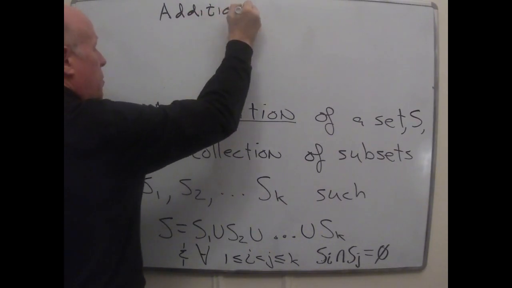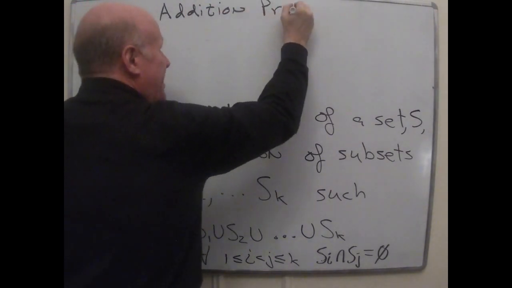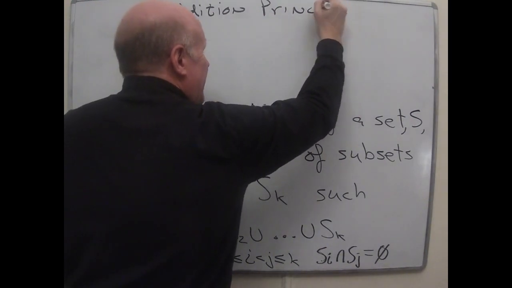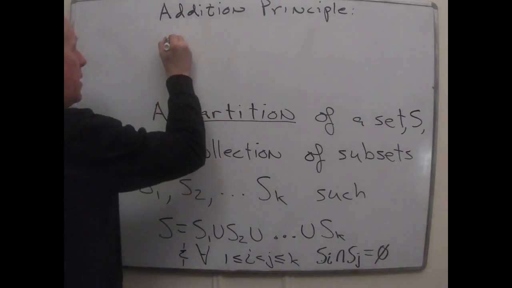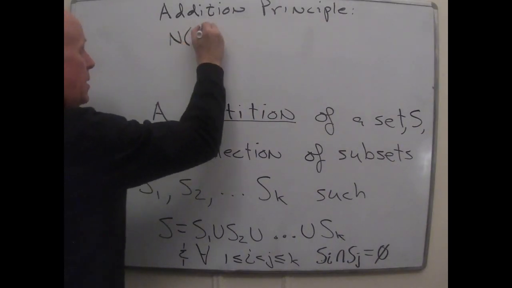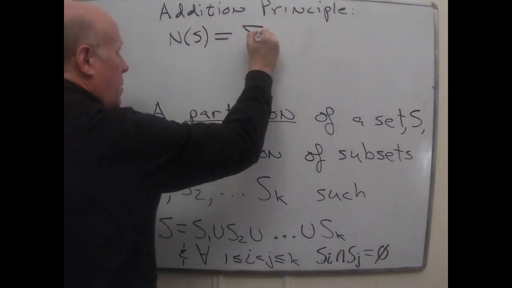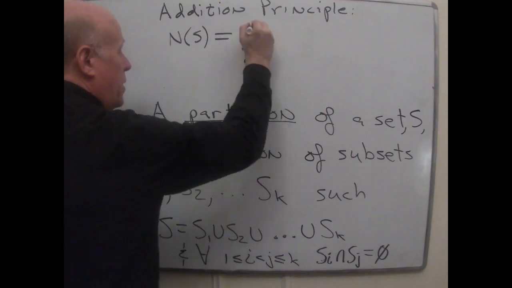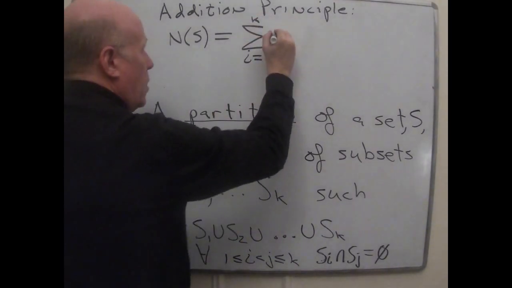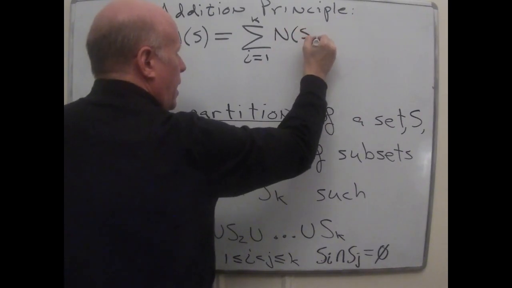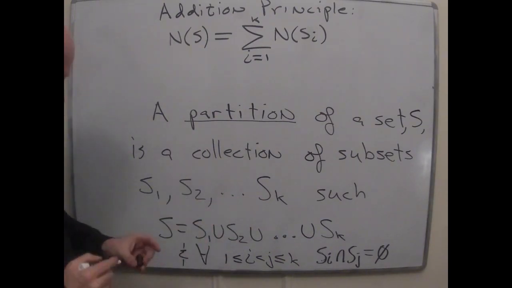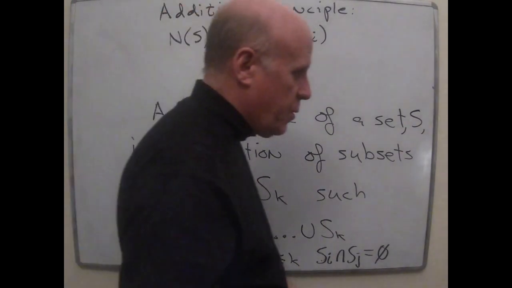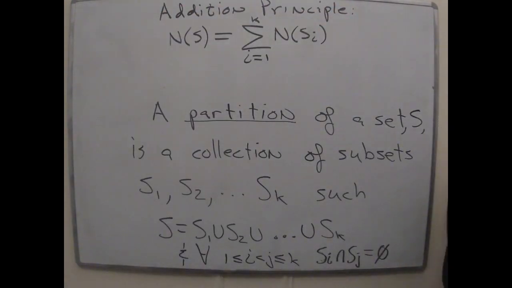I'm just rewriting the addition principle smaller so I've got the room to say what it says. And it says it in terms of the language we're using right here about partitions. The cardinality of the set S is equal to a sum, where i goes from 1 to k, of the cardinality of set Si. So add up all of their sizes, and you'll get the size of the set S. Let's put that in practice for at least one small example.